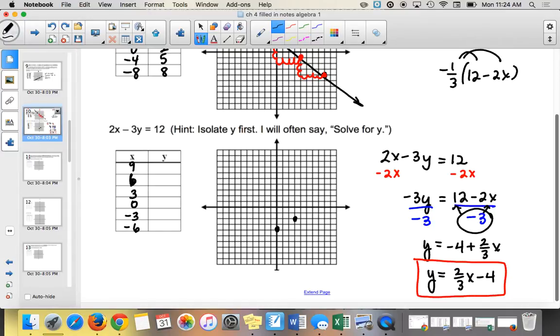You want to start with 0? 0 is the easy one. What do we get when we plug in 0? Negative 4, right? All right, I'm going to call on you guys. Max, what about when I plug in 3? What do I get? 2/3 times 3. Close. 2 minus 4. Negative 2, right? What if I plug in 6, Colin? 2/3 times 6 minus 4. What's 2/3 of 6? 4, and then minus 4. 4 minus 4 is 0, right?